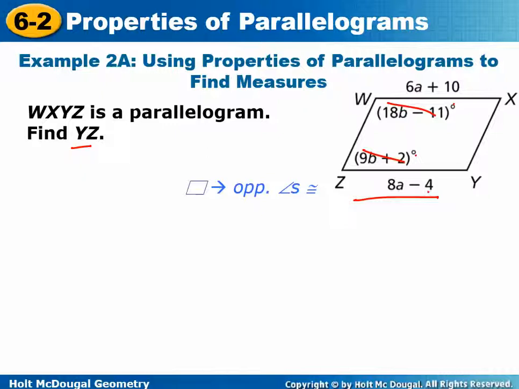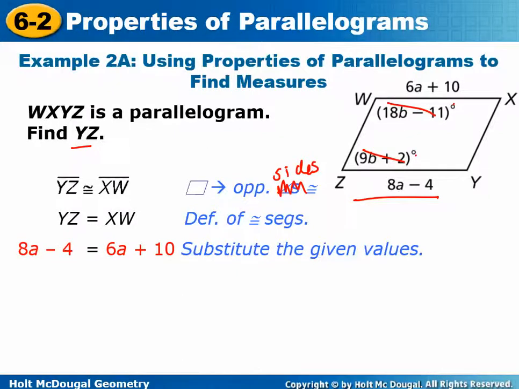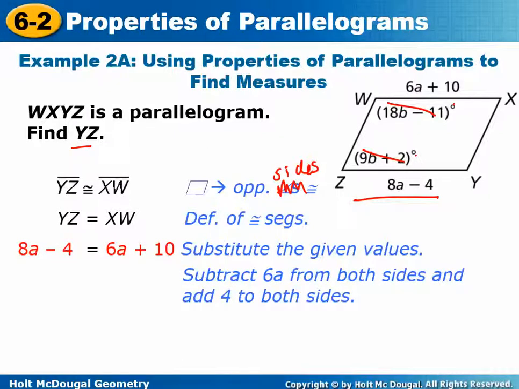I know that 8a minus 4 is equal to 6a plus 10 because in a parallelogram, opposite, not angles, opposite sides are congruent. So YZ is congruent to XW, which means that their lengths are equal. And then we can plug in 8a minus 4 equals 6a plus 10, and we'll solve that for a next.